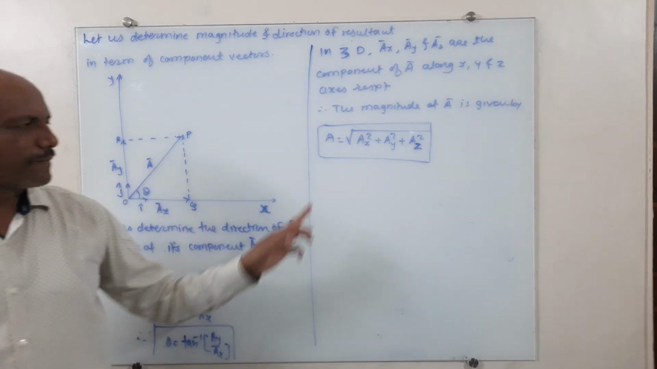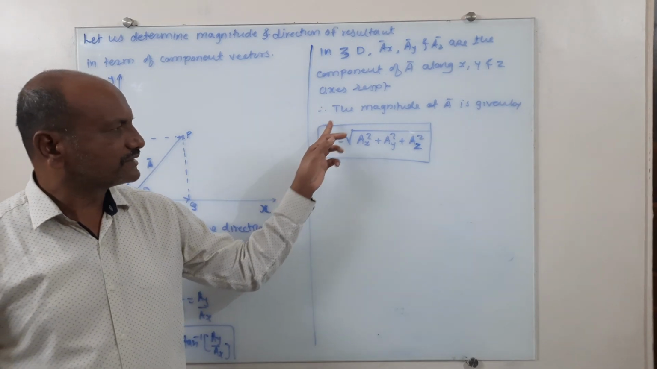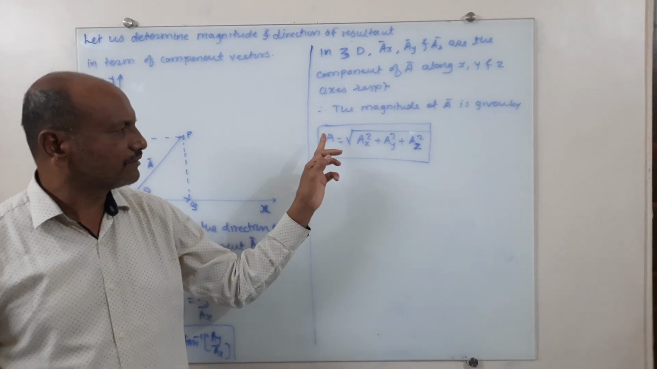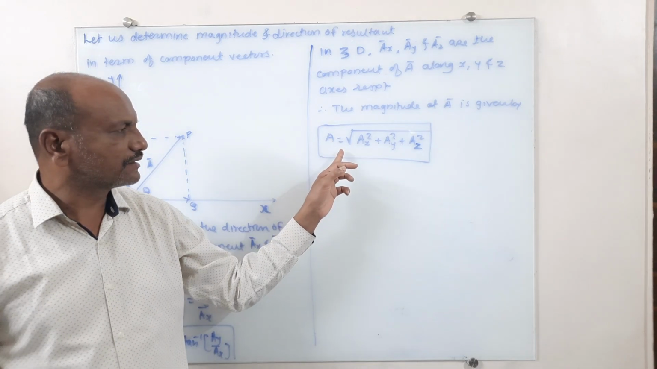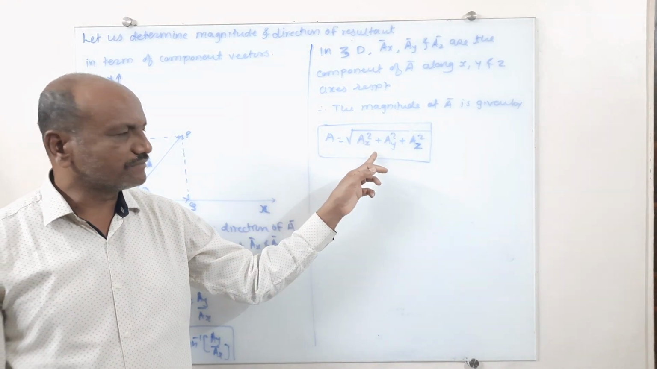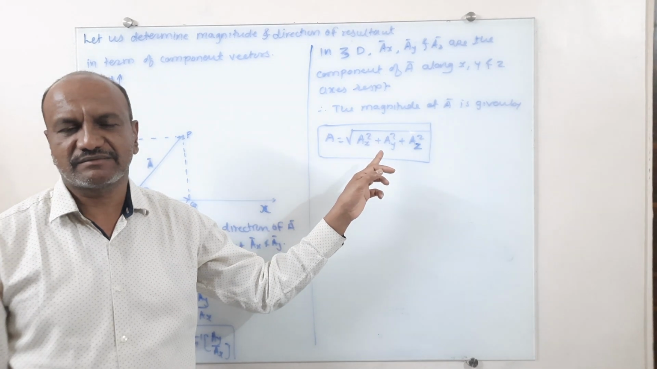Here I am telling you once again, the magnitude of the resultant vector in terms of its components: A is equal to under root AX square plus AY square plus AZ square.